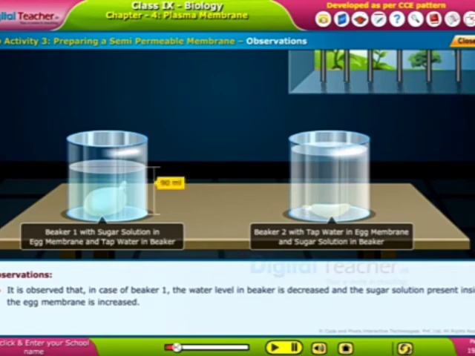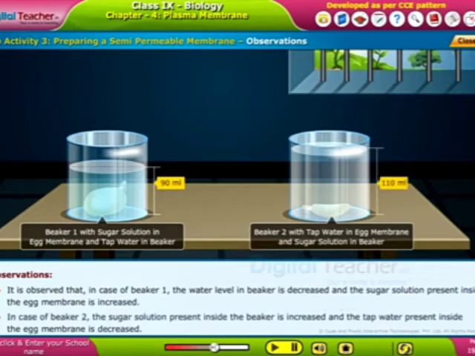It is observed that in case of beaker 1, the water level in the beaker is decreased and the sugar solution present inside the egg membrane is increased. In case of beaker 2, the sugar solution present inside the beaker is increased and the tap water present inside the egg membrane is decreased.